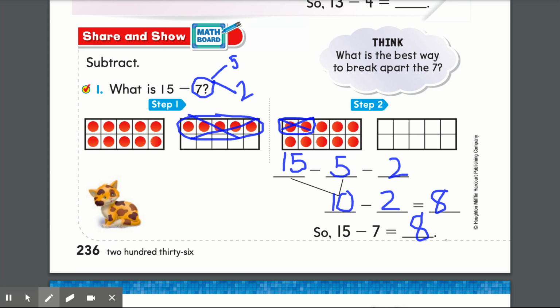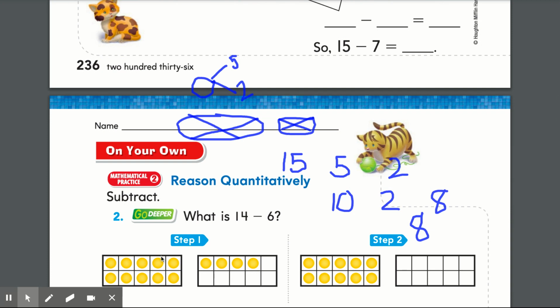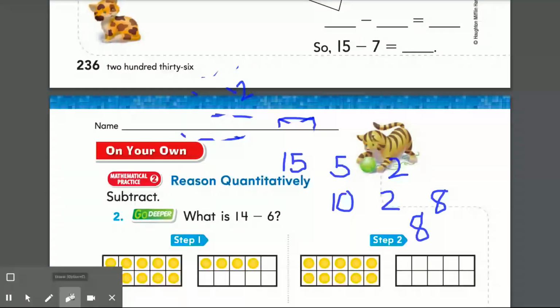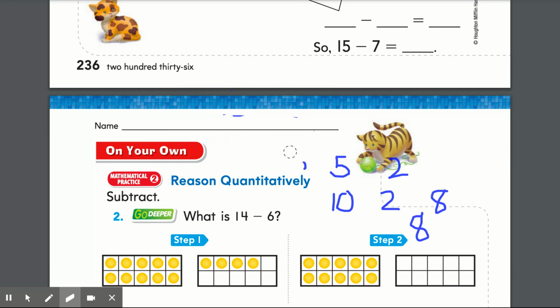Okay, we're going to go to page 237 now. So turn to the next page, page 237. Okay, I'm going to take my eraser and erase. Thank you for being patient while I erase. And we can get started on the next problem.